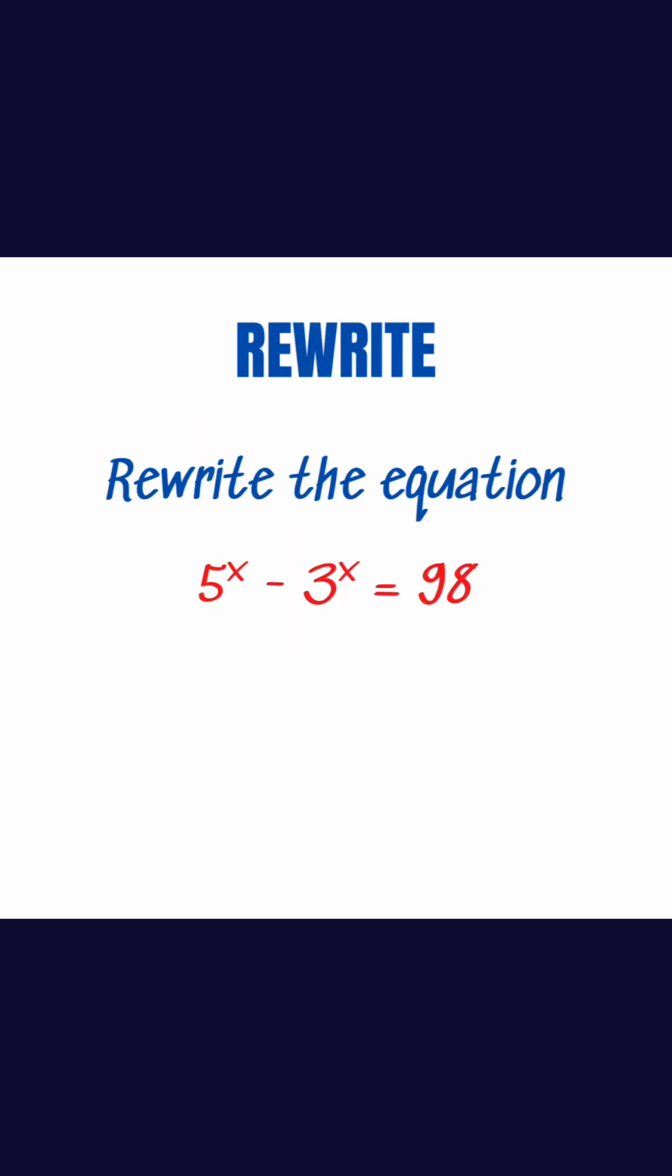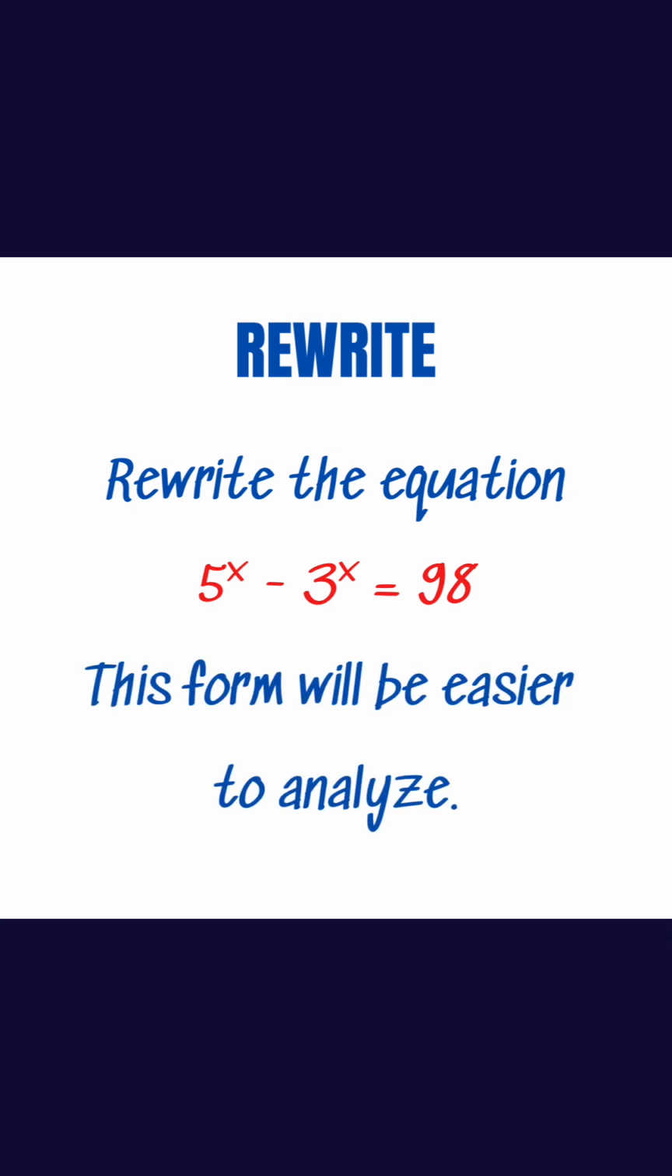First, let's rewrite the equation. Move 3 to the power x to the other side. We obtain 5 to the power x minus 3 to the power x equals 98. This form will be easier to analyze.